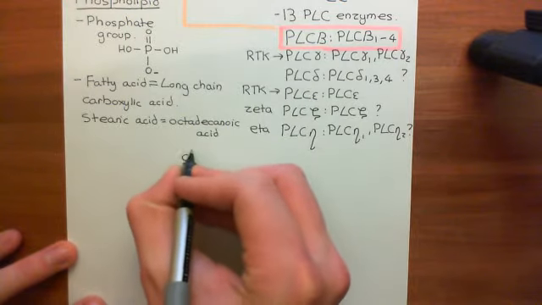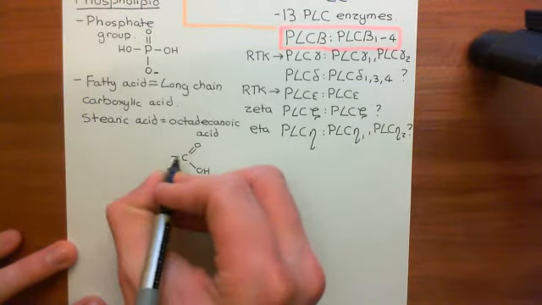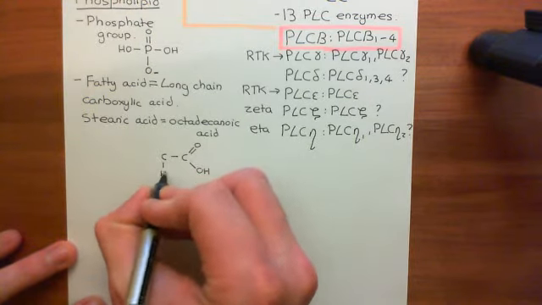So if we draw its structure, here is the carboxylic acid group at the head of the molecule, and then we're going to have 16 methylene groups.